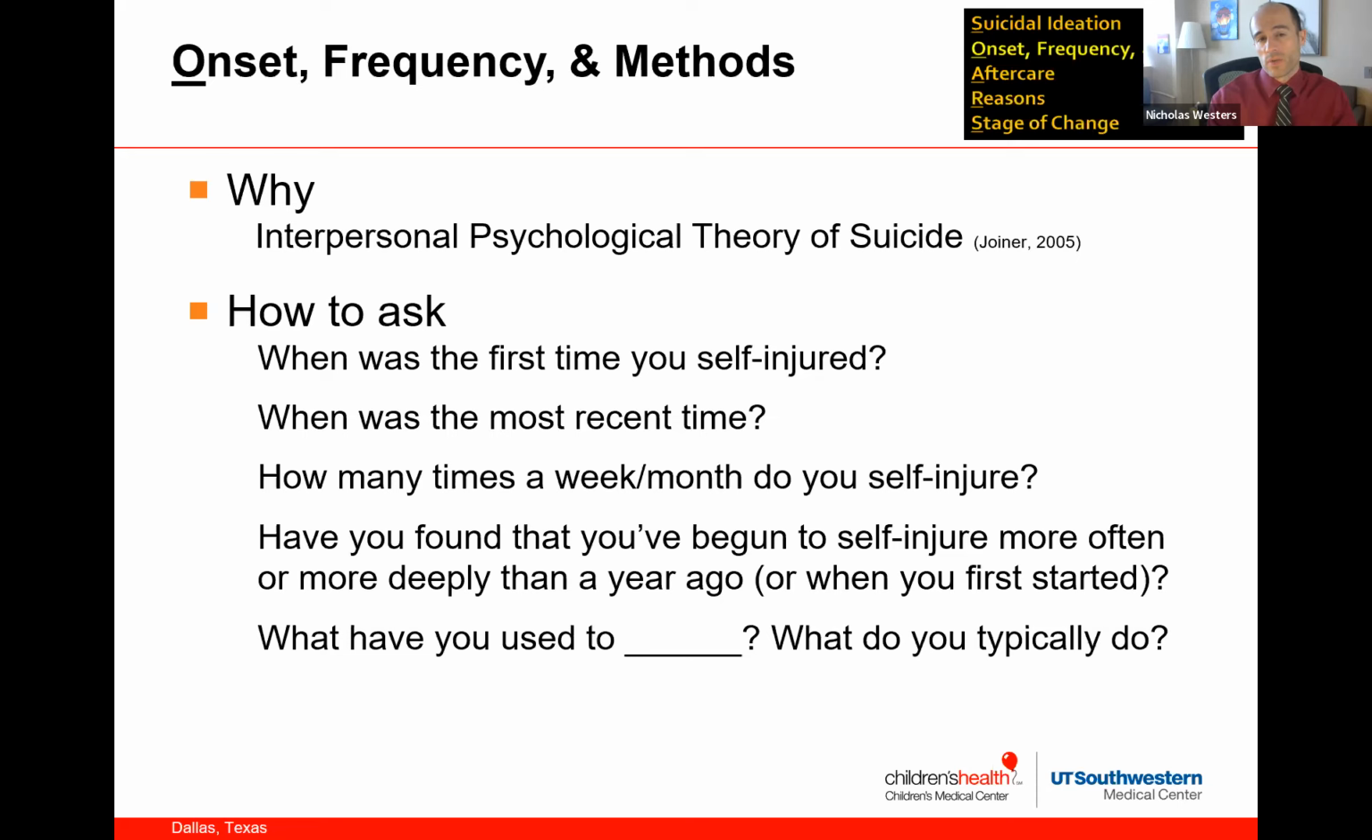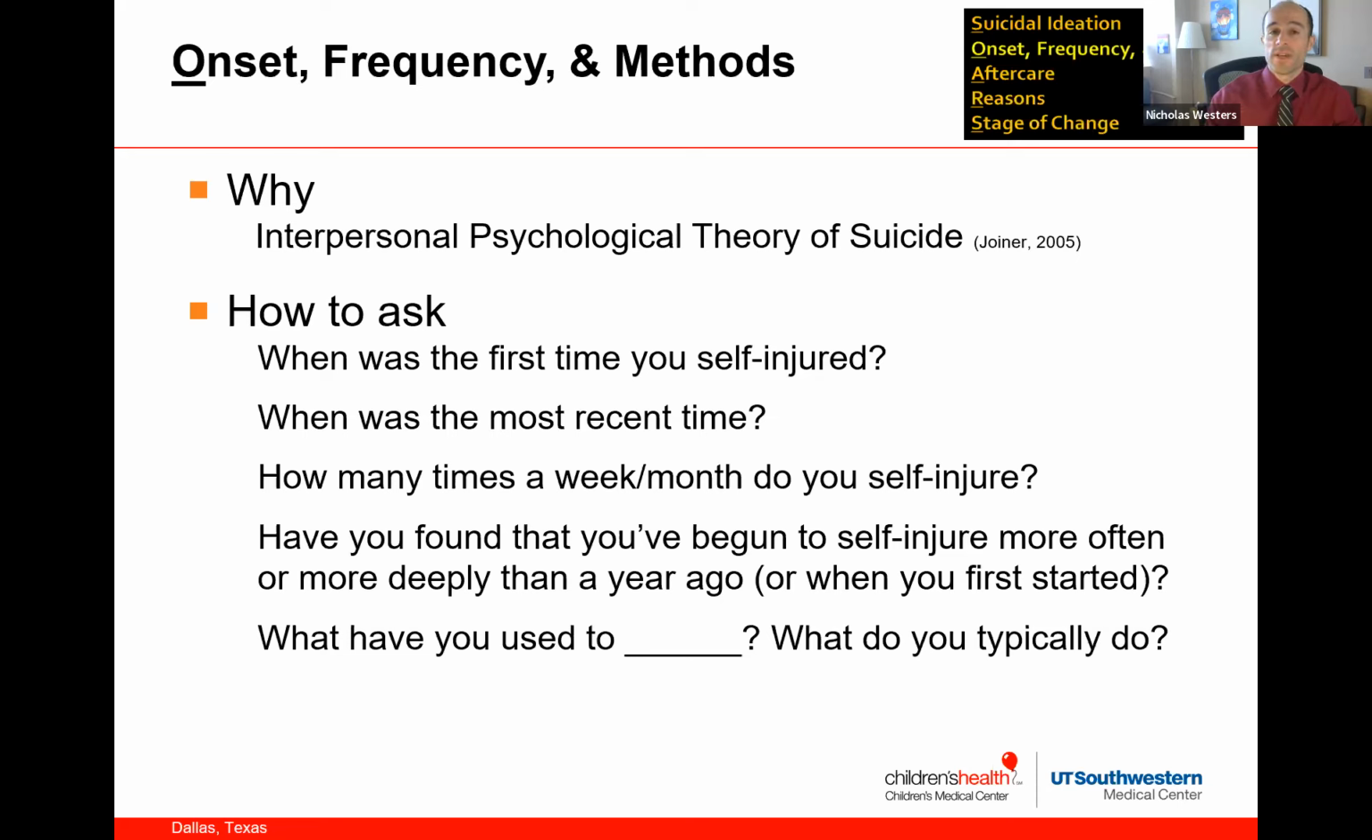So research is mixed with that, but research has shown that early age of onset is associated with later attempting suicide. Early age of onset being 12 and under. So if someone starts self-injuring when they're 10, that's a concern, of course, but if they continue into 12, 13, 14 years old, they're at elevated risk for attempting suicide. So I'll ask, when was the first time you self-injured for each method? When was the first time you cut? When was the first time you hit yourself or burned yourself? And then when was the most recent time?